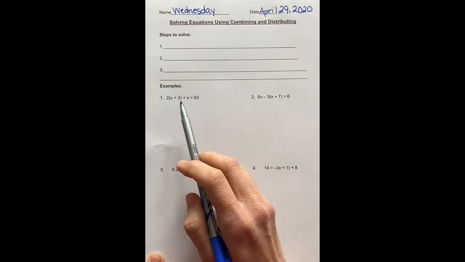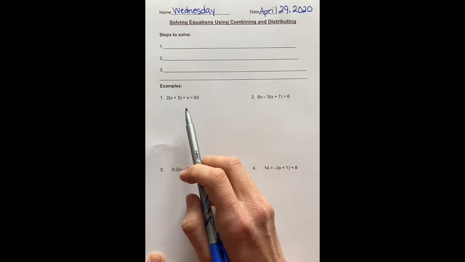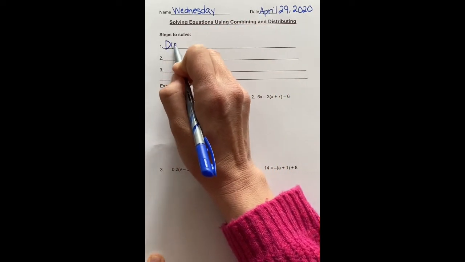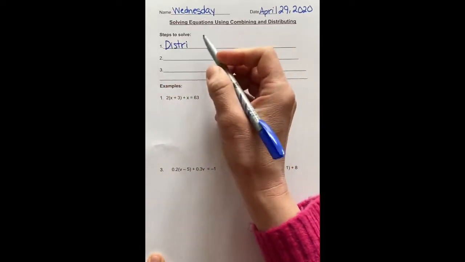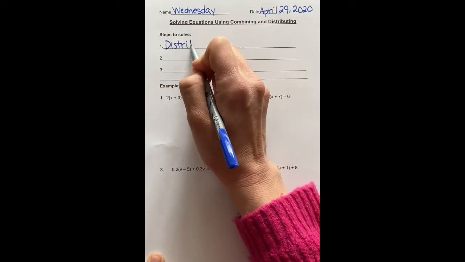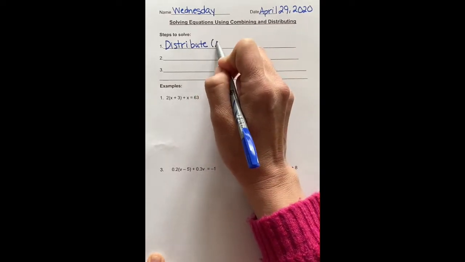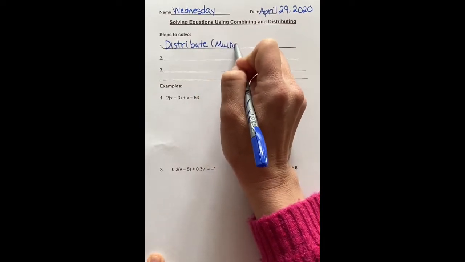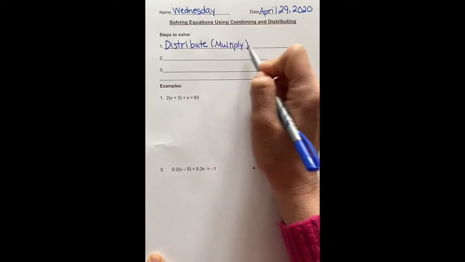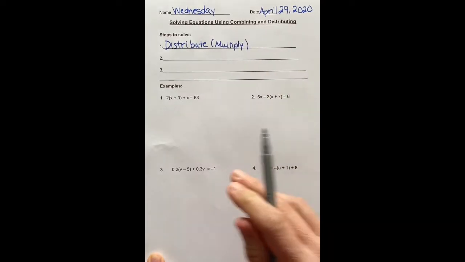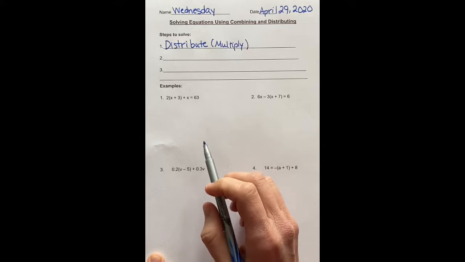So whenever you have an equation, the first thing you want to look for is distributing. Do you need to simplify that equation by applying the distributive property? And remember, distribute means that you are multiplying your outside number with the terms that are inside the parentheses.